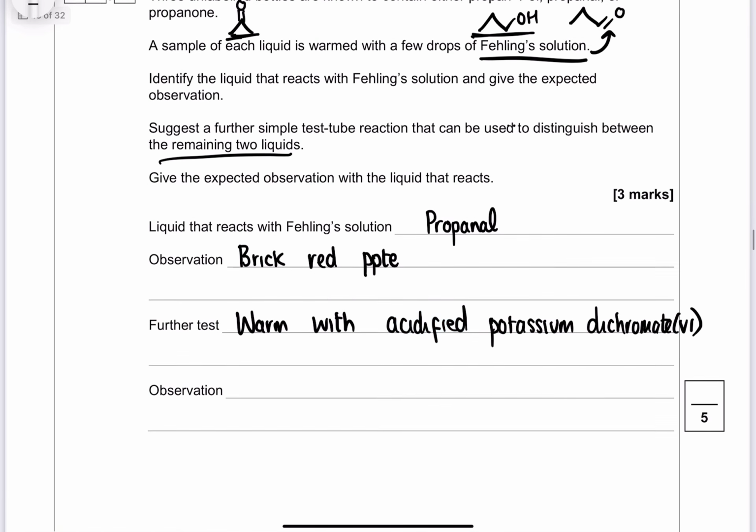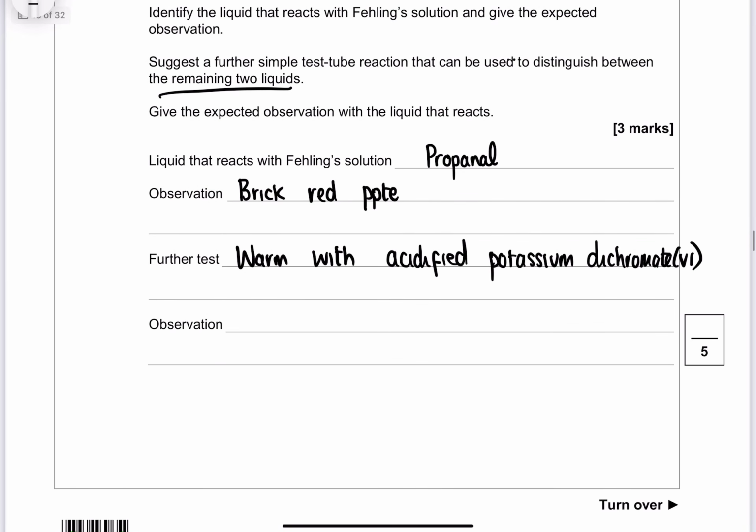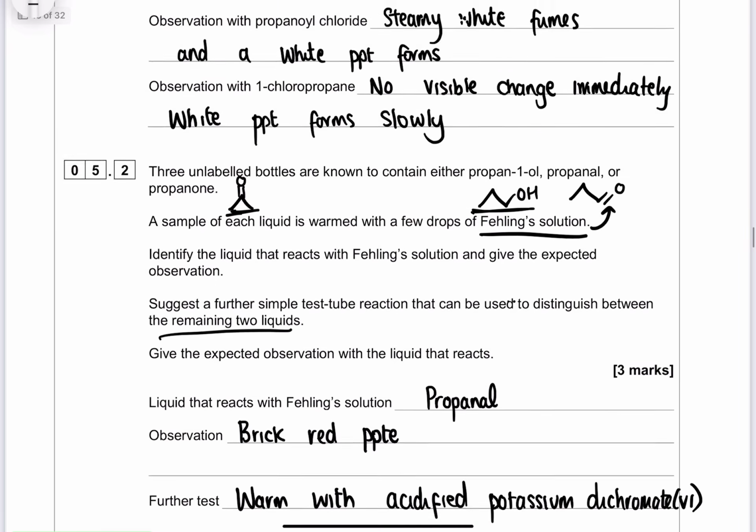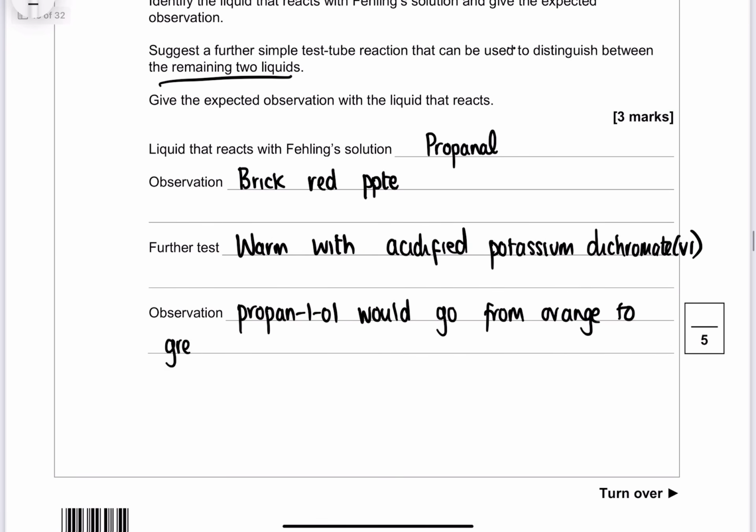Give the expected observation with the liquid that reacts. Propan-1-ol would go from orange to green. It's not actually the propan-1-ol that's going orange to green, it's the acidified potassium dichromate, but propan-1-ol would change colour from orange to green.